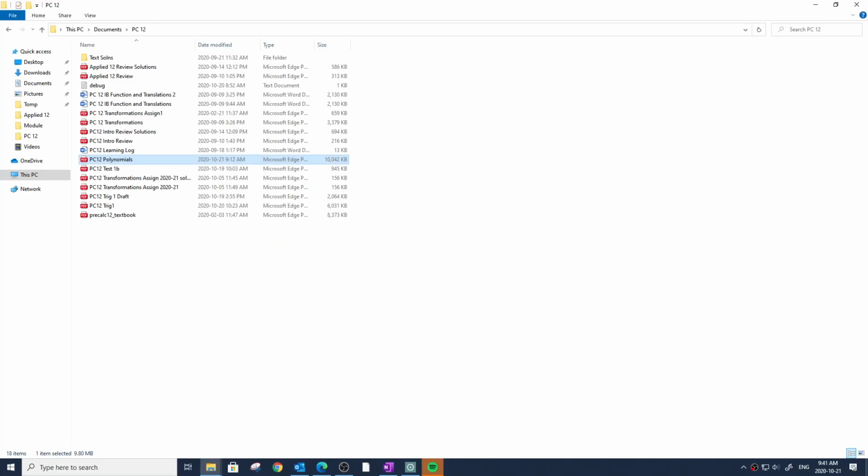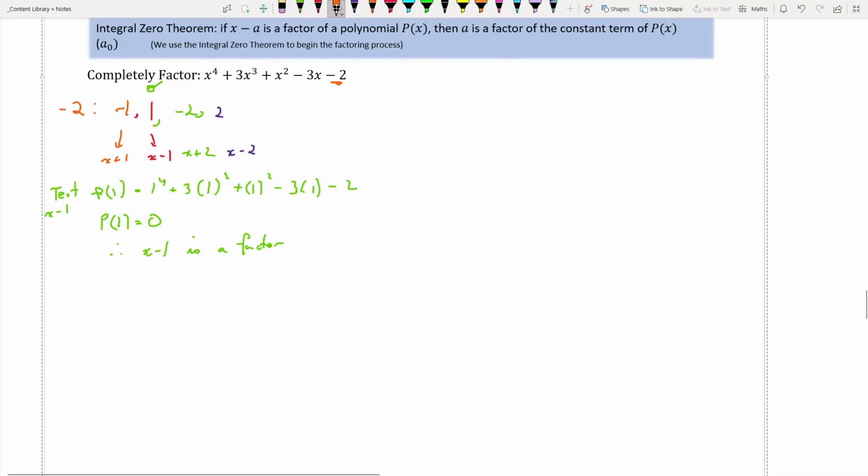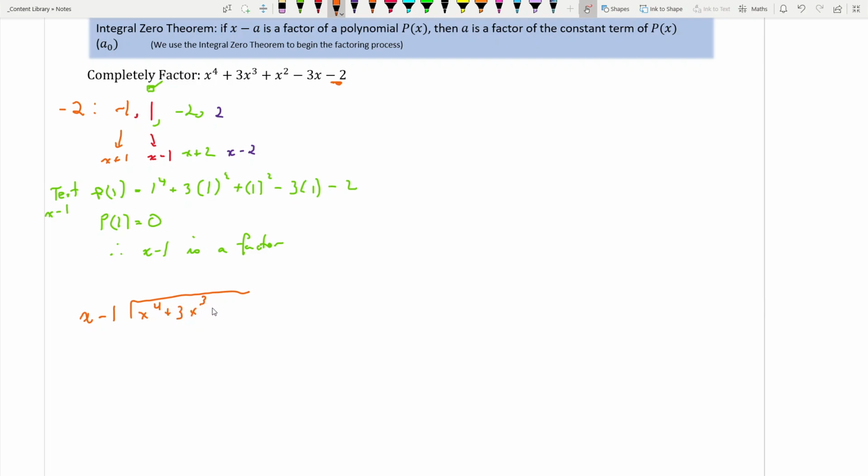That's great news. So what do I do about this? Well, I simply take that factor and I divide it into my polynomial. So now x minus 1 goes into that big beast of a polynomial. Now this probably will not be very much fun. All right, do it.